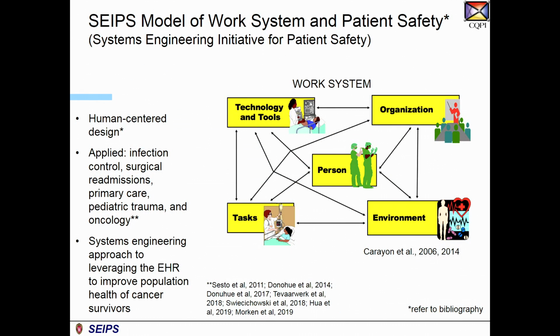And so one of the models that was developed at the University of Wisconsin by Pascale Carayon, and is used across multiple institutions and researchers, is the SEIPS model, which is the Systems Engineering Initiative for Patient Safety. It's a framework that helps us envision the work system and think about the individuals within the work system. This includes the patient, because the patient has a significant amount of work to do. Their workload is extremely high, especially in chronic illnesses and cancer. What tasks do they need to complete to achieve the desired outcomes? What are the technology and tools that they use? Are those tools supporting their work, or do they serve as barriers to the work?